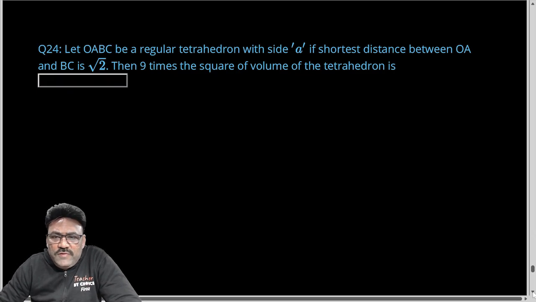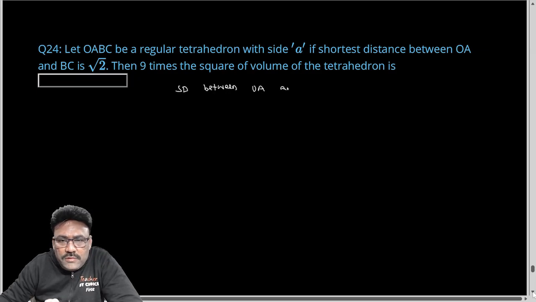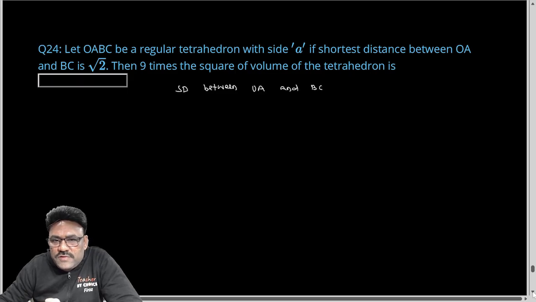So if OABC is a tetrahedron of side length a, then the shortest distance between OA and BC is a by root 2. And it is given as root 2. So hence a will be 2.